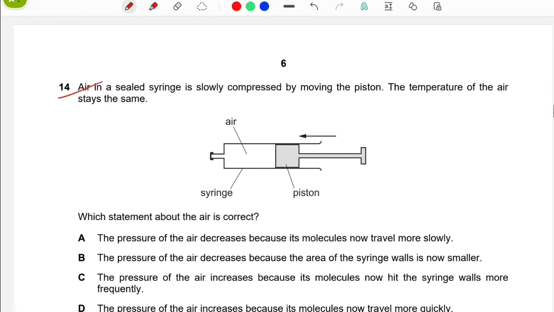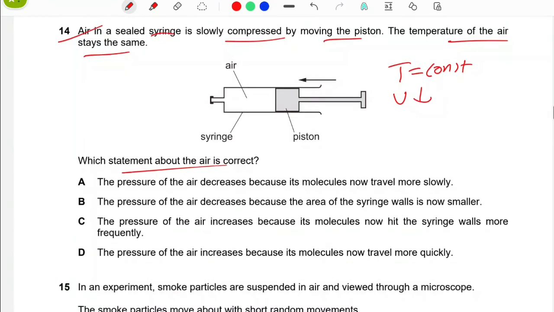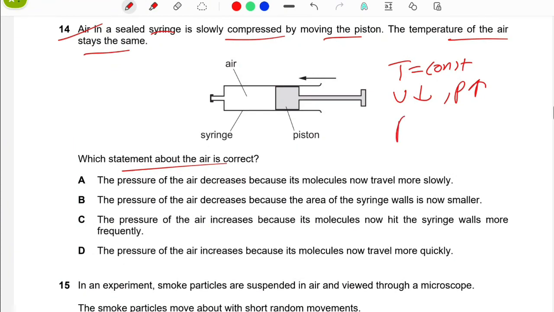14. Air in a sealed syringe is slowly compressed by moving the piston. The temperature of the air stays the same. So temperature is constant, volume is decreasing. Which statement about the air is correct? And pressure will increase because pressure is inversely proportional to volume. I hope you know this relation. If you don't, then just revise it, this is common.